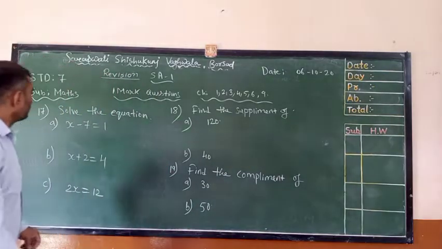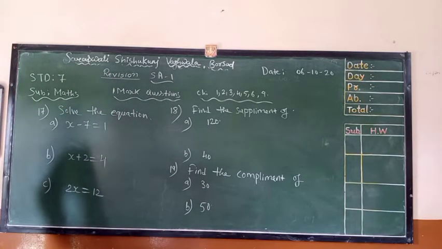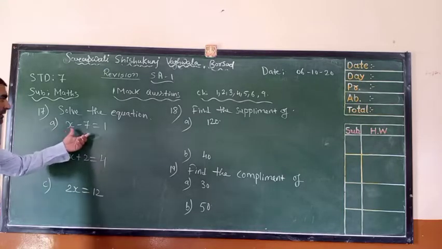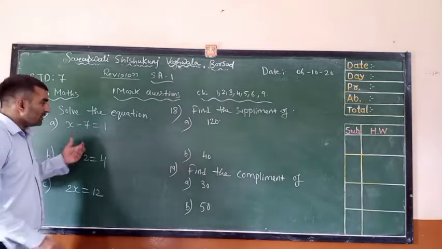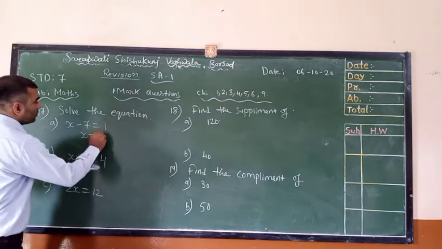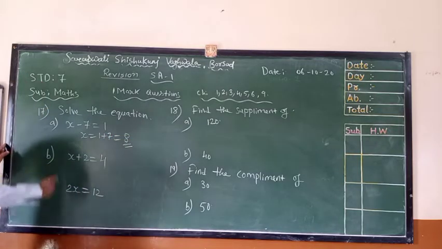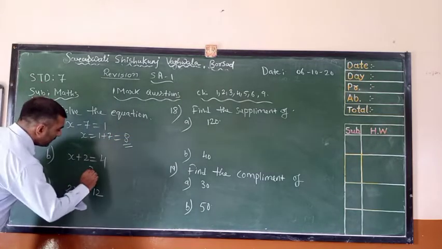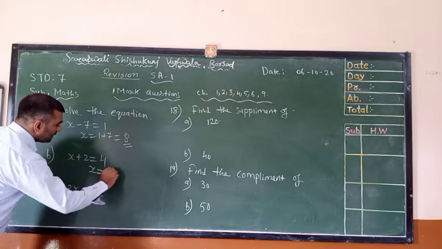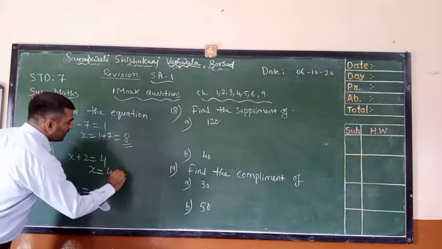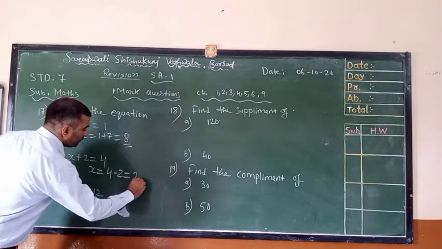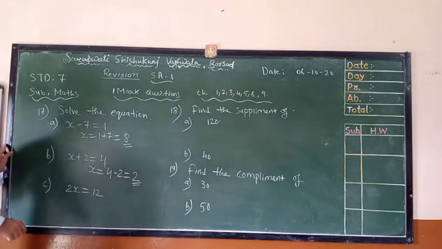Here the question is to solve the equation. The equation is x minus 7 is equal to 1. If you change the side, you change the sign. That means x is equal to 1 plus 7, that is equal to 8. Next question is x plus 2 is equal to 4. If you change the side, you change the sign. It's plus 2, so it will become minus 2. So x is equal to 4 minus 2, and that is equal to 2.